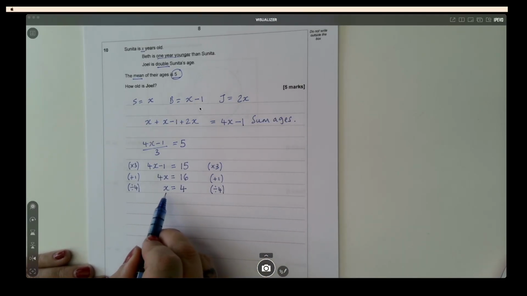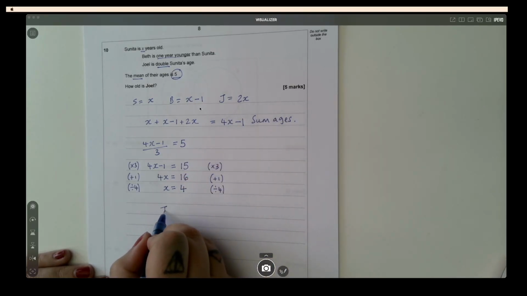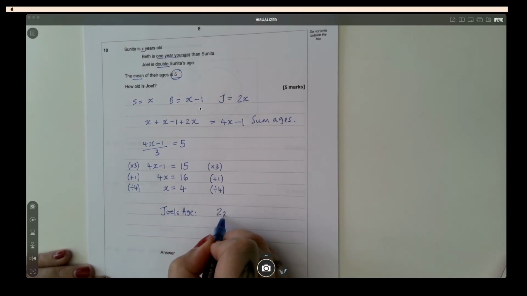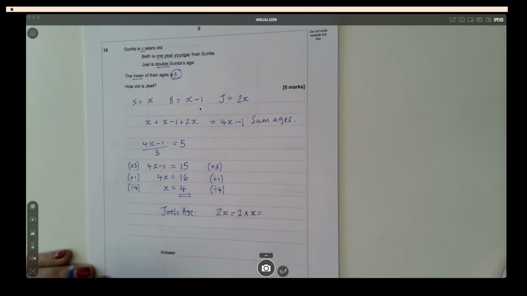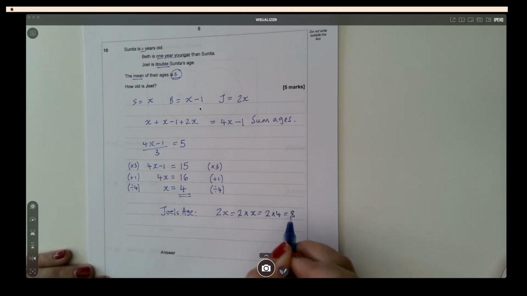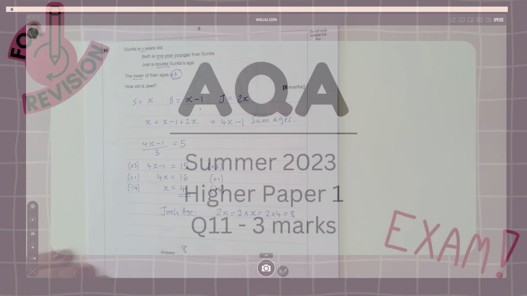Now I know that x equals 4, I'm going to substitute this into the expression for Joel. So this is Joel's age, okay? So we said 2x, which is 2 times x. We've just found out that x equals 4, so that's 2 times 4, which equals 8. So Joel is 8 years old.